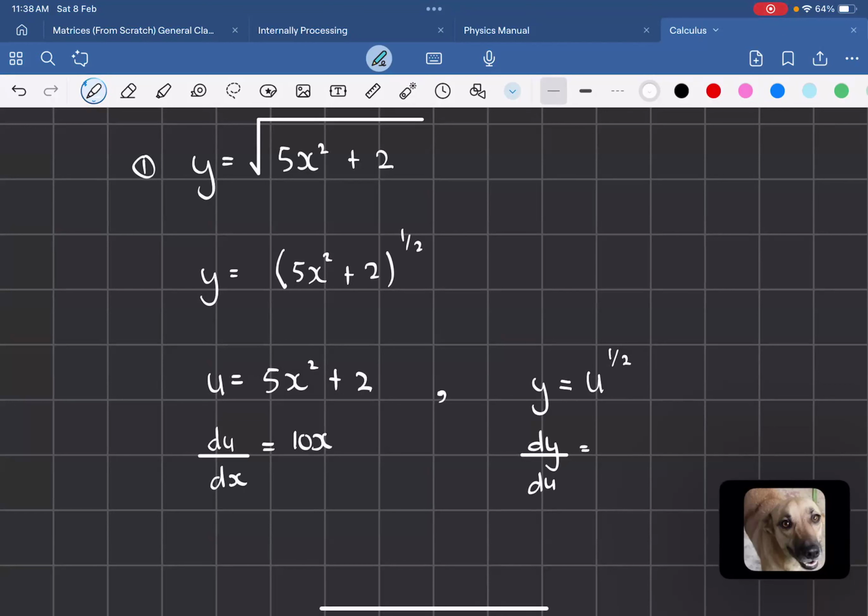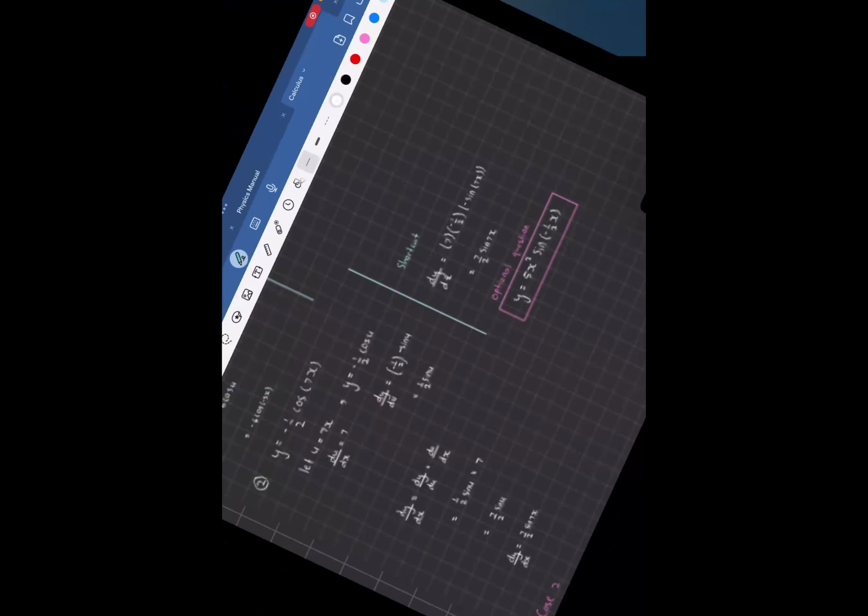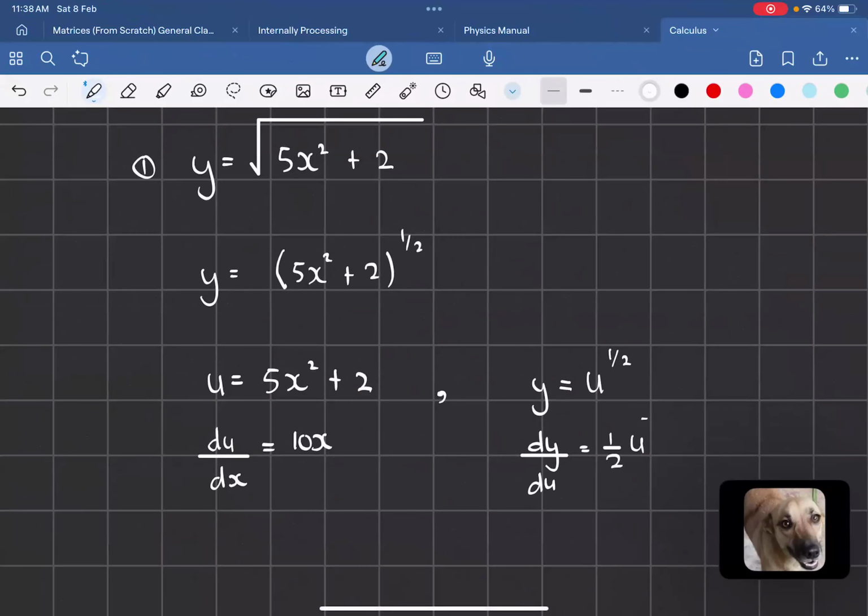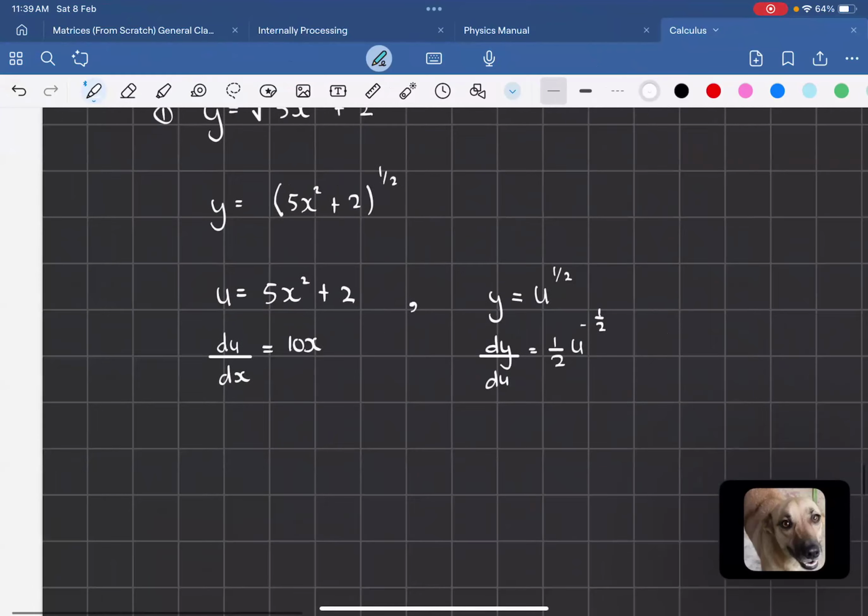When you're differentiating, you take the power, multiply it by the number in front, then subtract 1 from the power. So that'll be a half u to what power? Minus 3 over 2? Well, what's a half minus 1? Minus a half, that's correct. Cool, so we have all the parts we need.